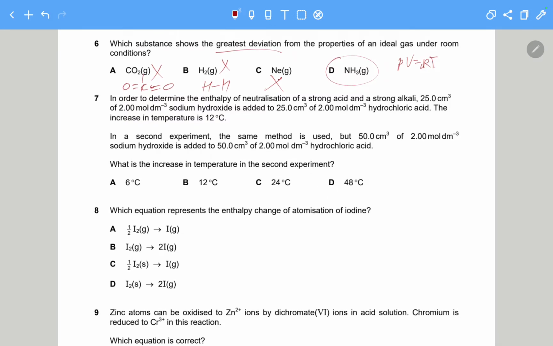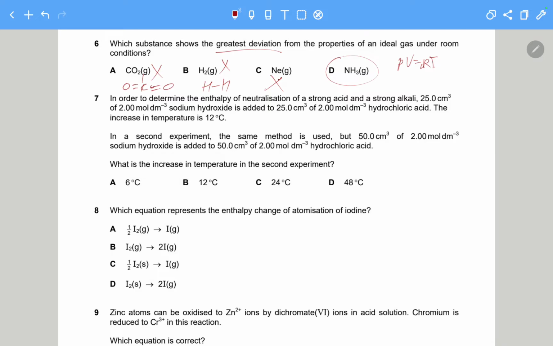Then question 7. In order to determine the enthalpy of neutralization of a strong acid and a strong alkali, 25.0 cm3 of 2 mol/dm3 sodium hydroxide is added to 25 cm3 of 2 mol/dm3 hydrochloric acid. The increase in temperature is 12 degrees Celsius. In the second experiment, the same method is used, but 50.0 cm3 of 2 mol/dm3 sodium hydroxide is added to 50.0 cm3 of 2 mol/dm3 hydrochloric acid.